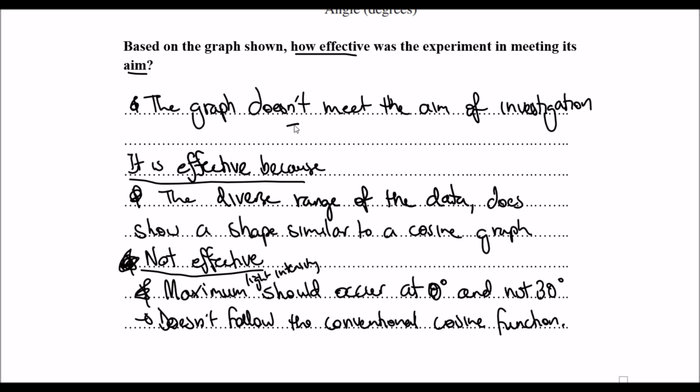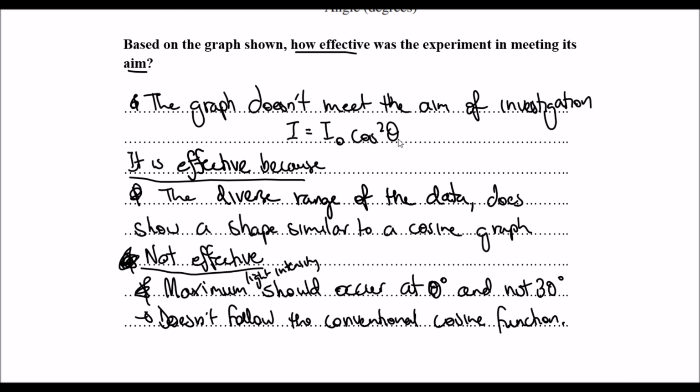You can even write down what Malus' law is. You can see there, cos squared theta. So because the light intensity is in the wrong position, this can't be an effective portrayal of Malus' law. You could also use the argument that it does demonstrate Malus' law. So on the contrary, we can also say that it does fit into Malus' law, so long as we acknowledge the fact that the angles are measured at the wrong position.